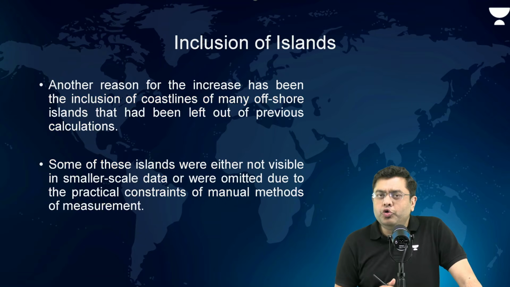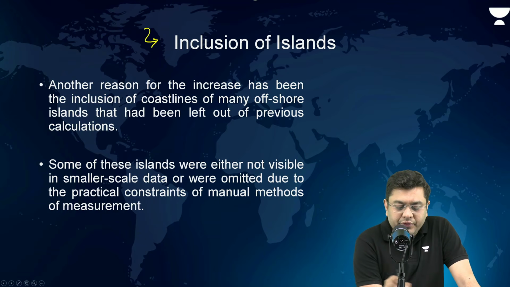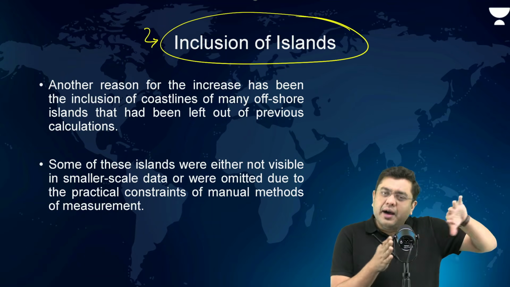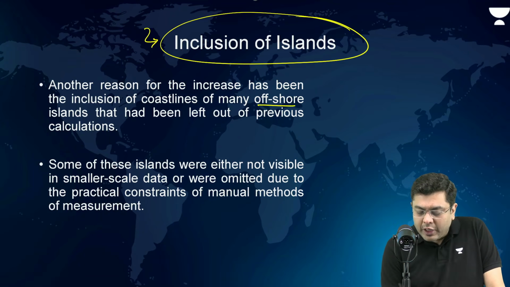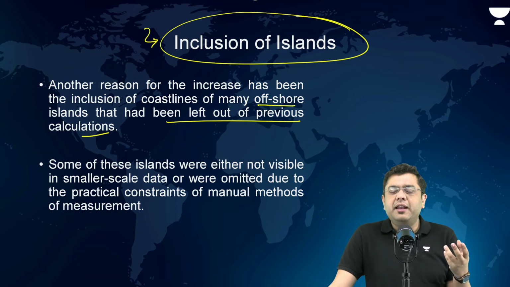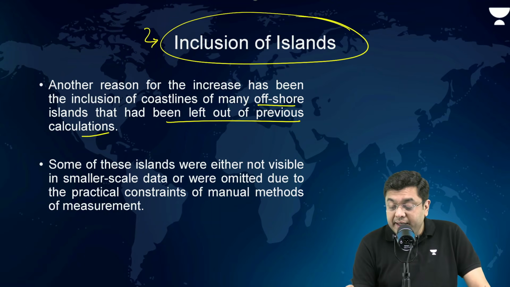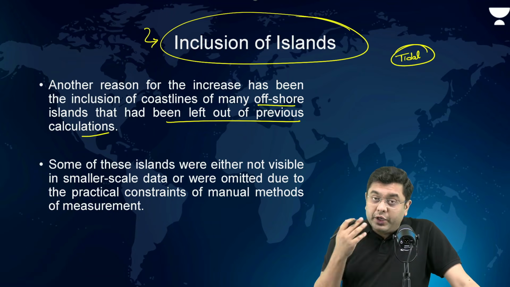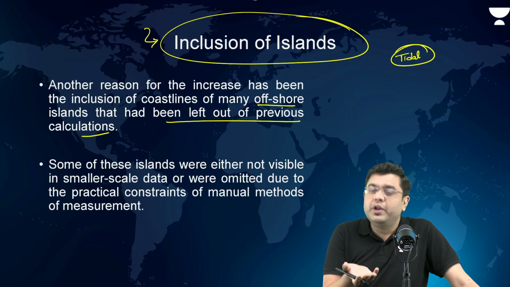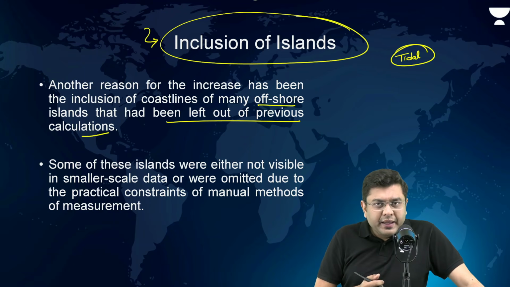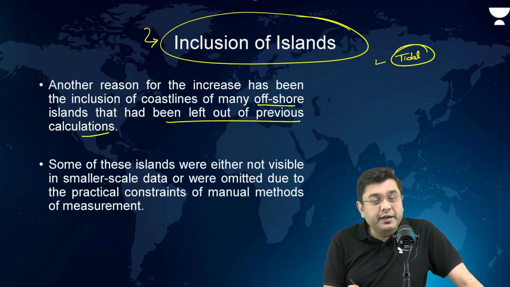But also important to note is the inclusion of islands. Many of the islands, particularly the offshore islands, that is, away from the coastal area, had been left out in previous calculations, obviously due to the matter of scale in itself, but also because many of the islands are tidal in nature, right? During the high tides, these islands might have been submerged, and during the low tides, when the water level goes down, that is when these islands are visible. So they form the coastline nonetheless. So, this is one of the influences, the tidal influences.